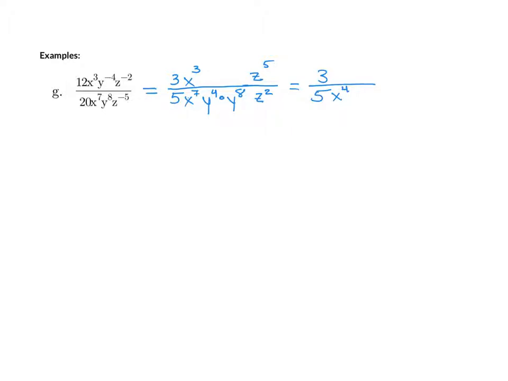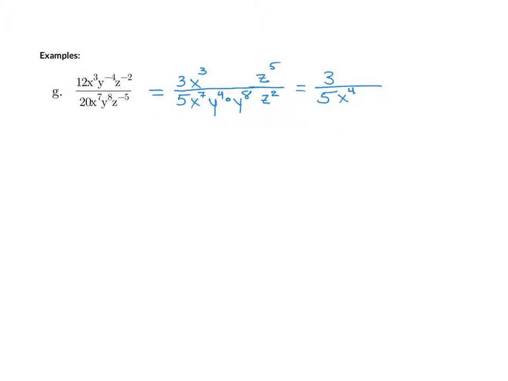For my y's, note that I'm not dividing here, I'm actually multiplying. I did put that dot there. Since we are multiplying, we actually want to use the product rule, which means that I want to add my exponents. So we get 4 plus 8 is 12.